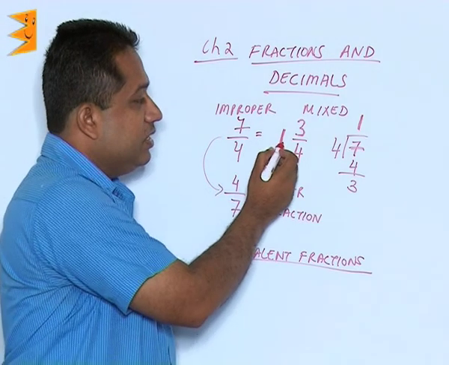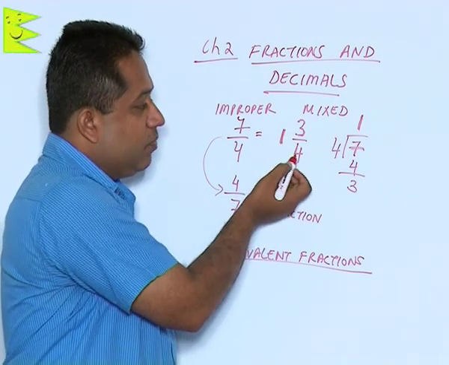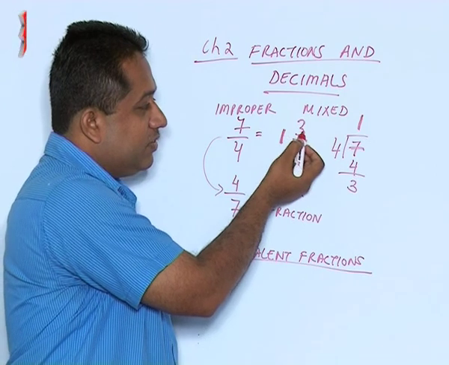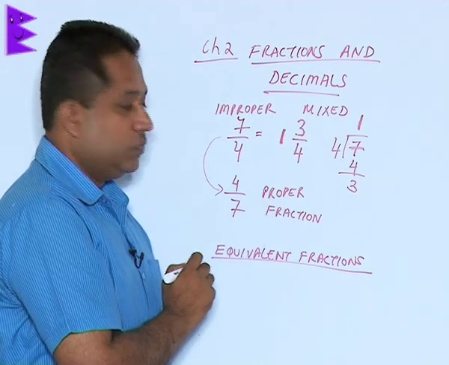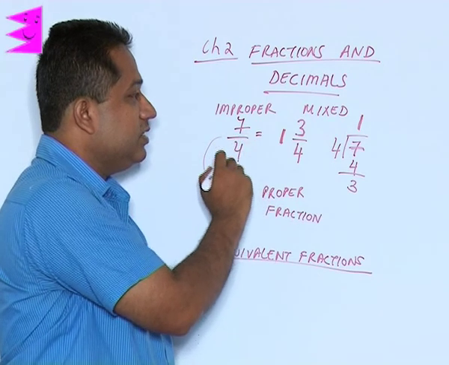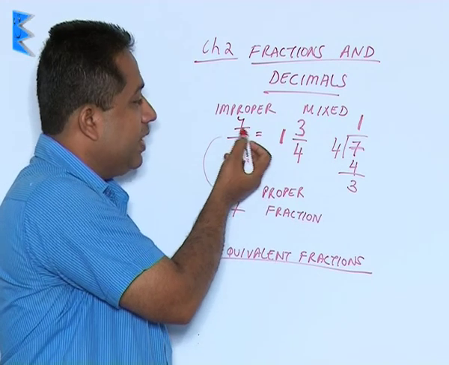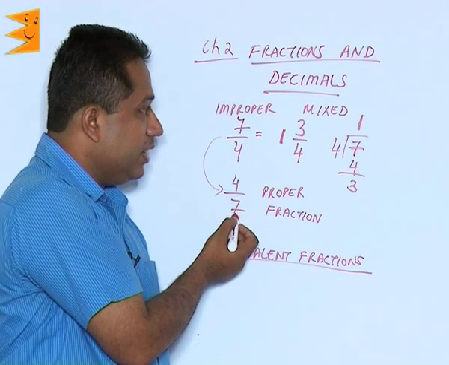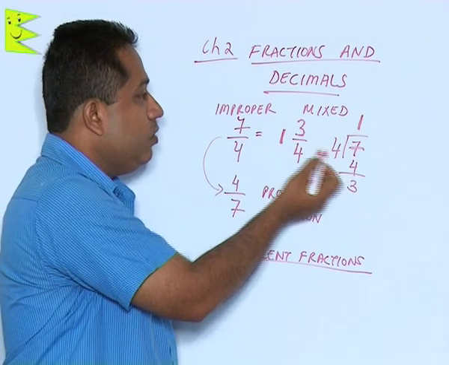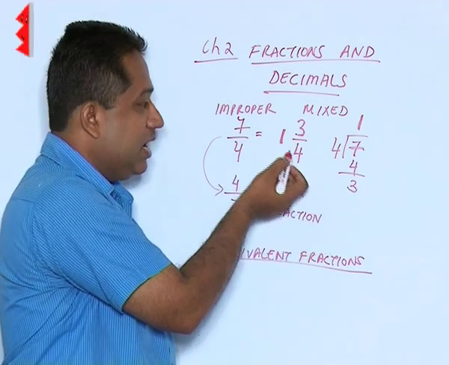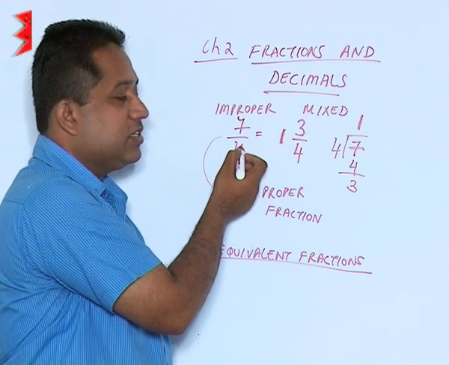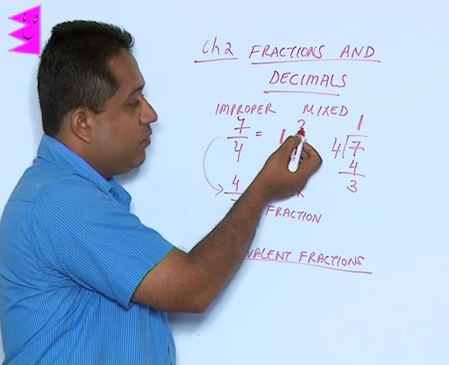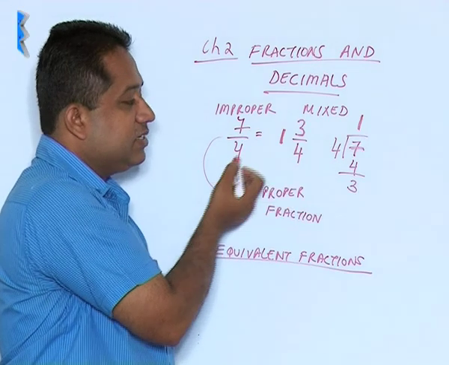So, 7 by 4 is the same as 1 3 by 4. We can verify this by multiplying these two numbers and adding 3 to it. So, 4 into 1 is 4, 4 plus 3 is 7. So, we get 7 upon 4. So, we have understood what an improper fraction is. An improper fraction is a fraction in which the numerator exceeds the denominator. This is a proper fraction where the numerator is less than the denominator, and we have understood how to convert an improper fraction into a mixed fraction, and after getting it, to verify whether it is correct or not by multiplying these two numbers and adding it to the numerator here. So, 4 1s are 4, 4 plus 3 is 7, that is equal, and 4 remains the same here.